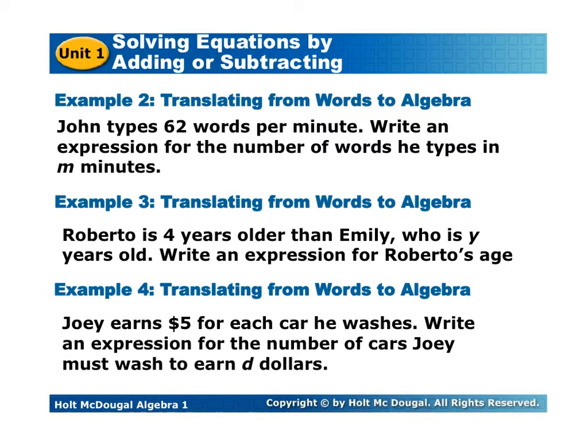But let's look at example 2. John types 62 words per minute. Write an expression for the number of words he types in M minutes. Okay? So here's where you got to think about things. And here's where you're going to start noticing key words. All right? So right here it says there's 62 words per minute. Okay? So let me ask you, just thinking through that, if I were to type for 1 minute, how many words would I get? 62.